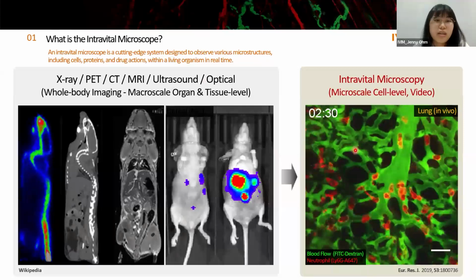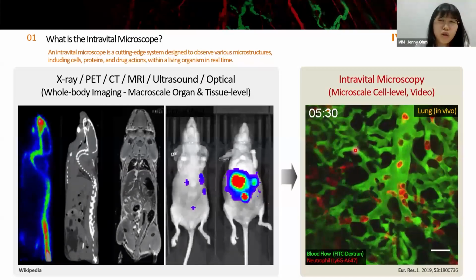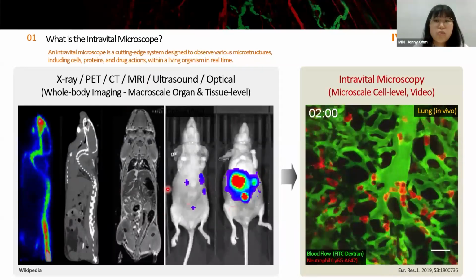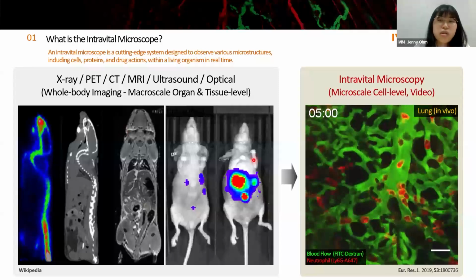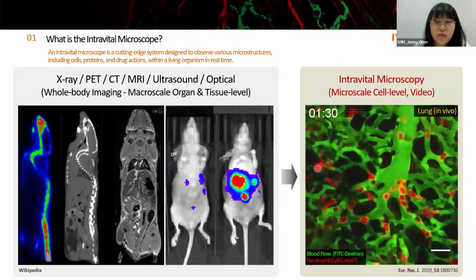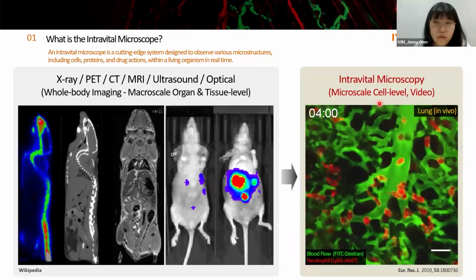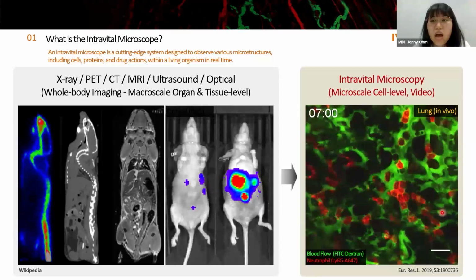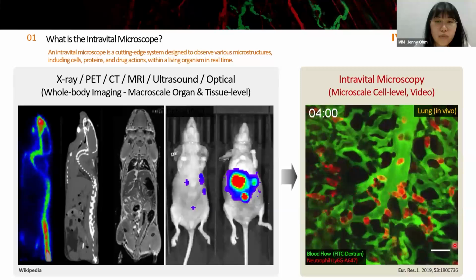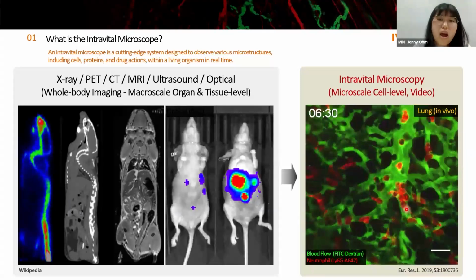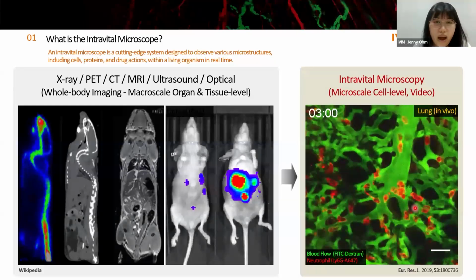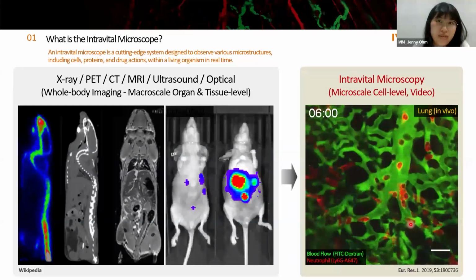In vivo imaging modalities allow us to observe biological processes in their natural living environment, something traditional methods like immunohistochemistry cannot achieve. With these techniques, we can directly visualize how cells move, interact, and respond during any disease progression, as you can see here on the right. This is an example of lung imaging done with intravital microscopy, and we can see at the cellular level how the immune cells were interacting within the lung vasculature after being induced by sepsis.